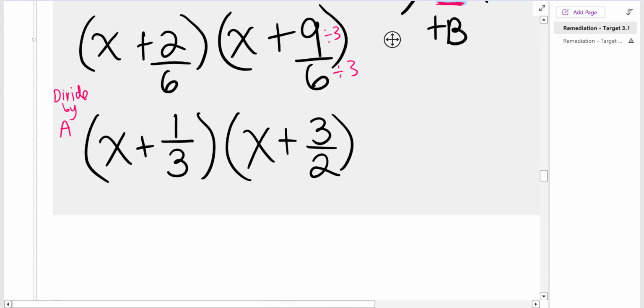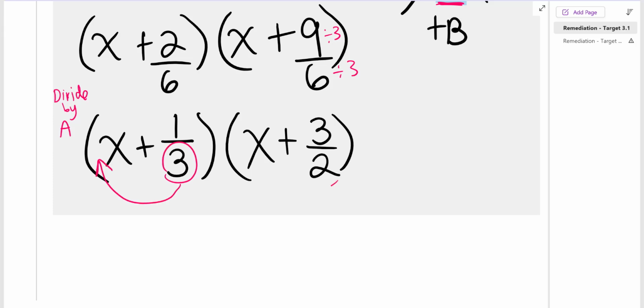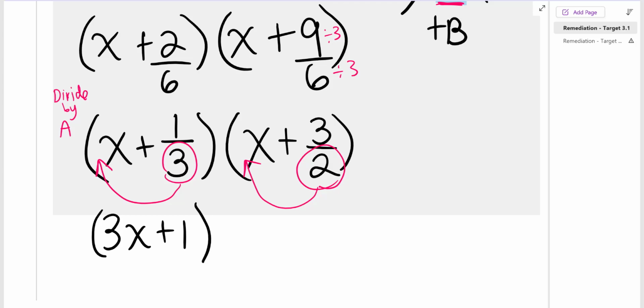Now you just have to slide. So 1 over 3 you can't simplify anymore. So you're going to take the 3 and you're going to slide it in front. Take this 2 and slide it in front. So your final answer is 3x plus 1 and 2x plus 3.